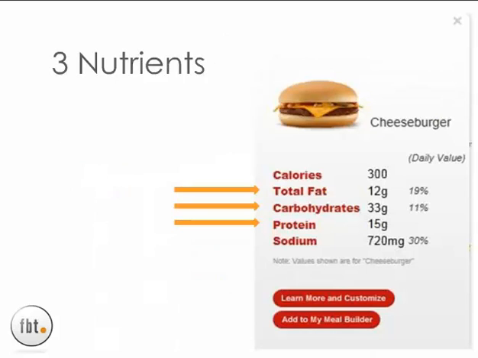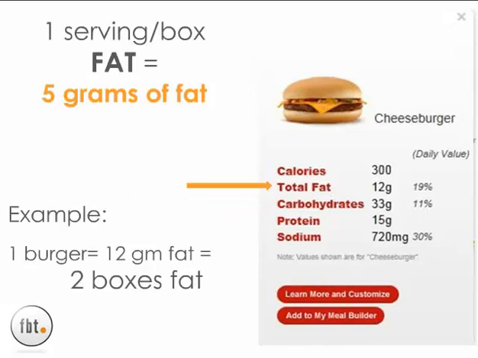First thing, I'm going to look at the 3 nutrients listed: total fat, total carbohydrate, and protein. Starting with fat. Reminder that 1 serving or 1 box of fat is equal to 5 grams of fat. So in the cheeseburger, if I eat the whole thing, I would take in 12 grams of fat. Like the Kit Kat, 5 goes into 12 about 2 times. So I'm going to count the 1 cheeseburger with the 12 grams of fat as 2 boxes of fat.